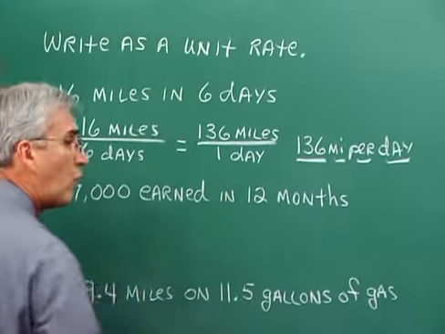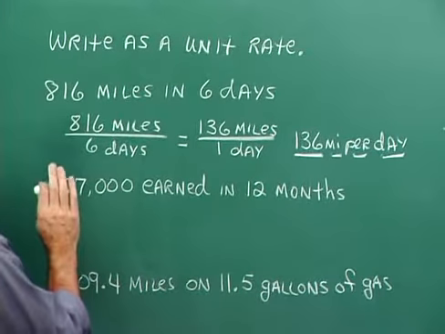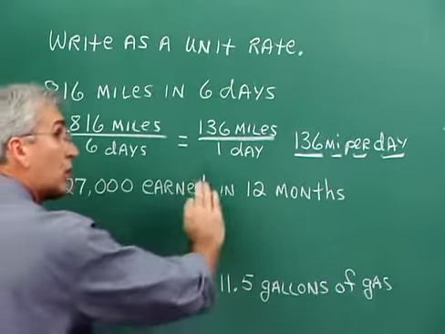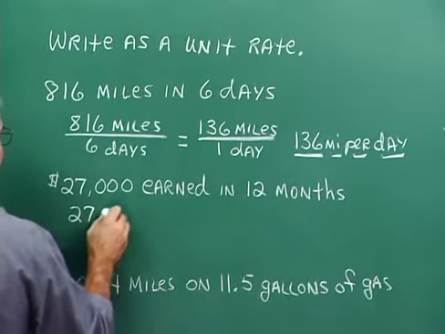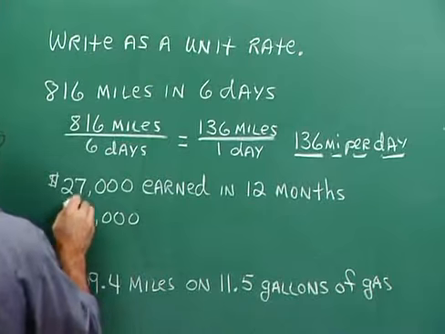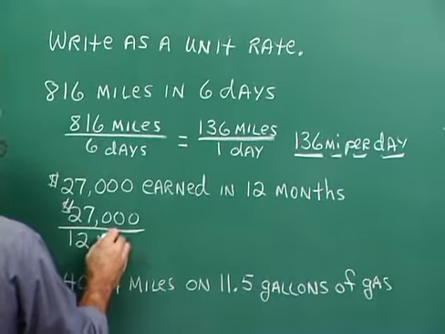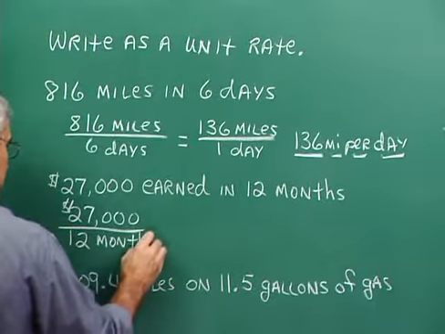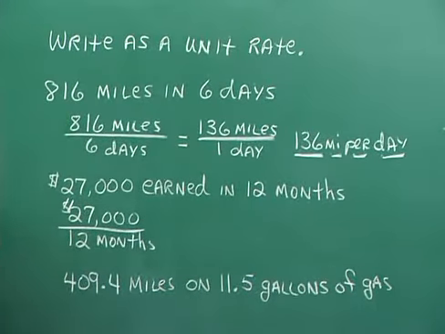$27,000 is earned in 12 months. Suppose we want to write the unit rate or the amount earned per month. So we would be thinking of it like this: $27,000 in 12 months. And again, we want to divide 12 into 27,000, and we would hope that it goes evenly. And it does in this case.